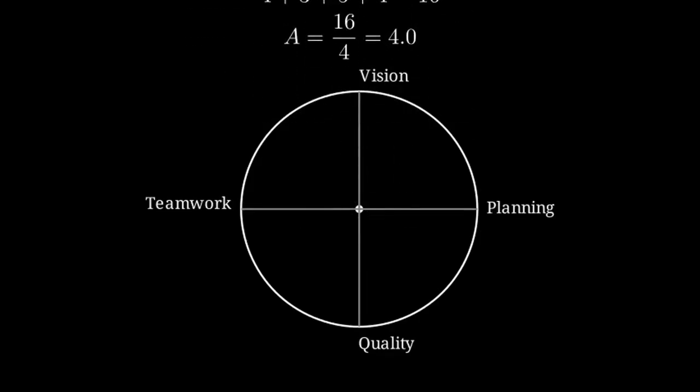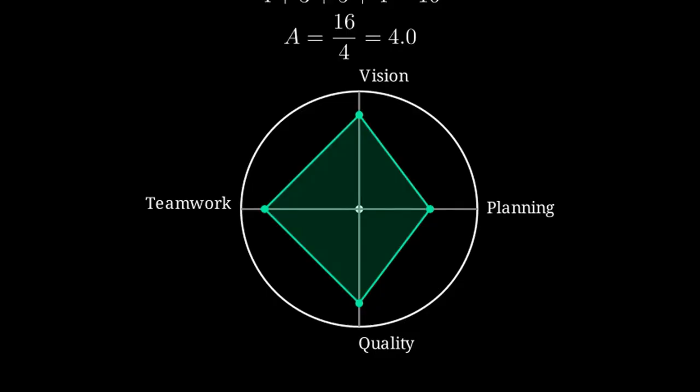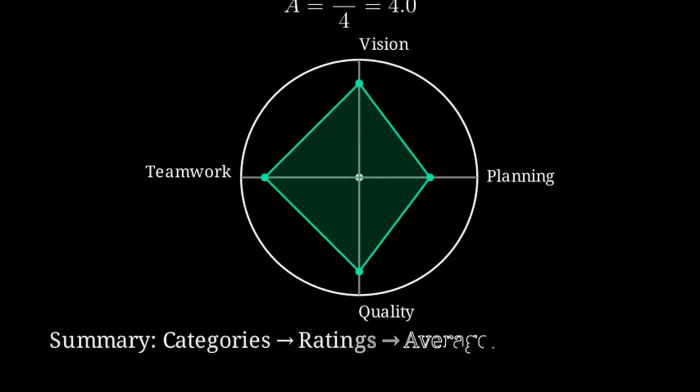Now, let's place average scores on the radar chart. We will use example averages: vision 4, planning 3, quality 4, teamwork 4. And that is how you get scores in Tabaka's model. Pick categories, rate on a scale, calculate averages, and draw a radar chart.